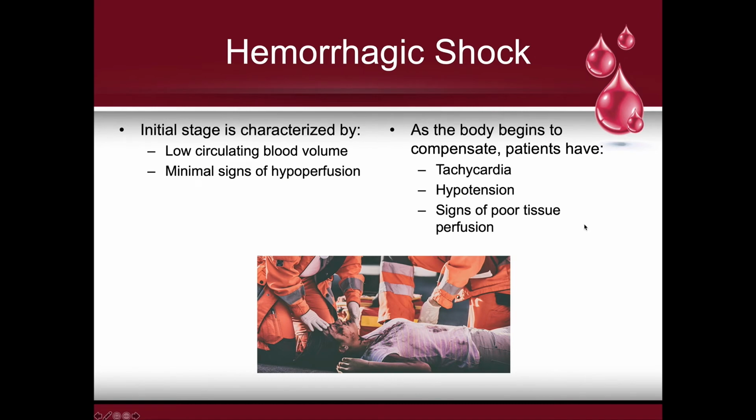The initial stages are characterized by that low circulating blood volume, minimal signs of hypoperfusion, all right? Where the body begins to compensate, patients begin to have tachycardia, hypotension, and signs of poor tissue perfusion. As oxygen supply to the tissues is compensated and cellular metabolism is altered, patients become more confused and anxious. And the compensatory mechanisms continue to increase systemic vascular resistance, which is leaving the patients with a cold, mottled, and pulseless extremity and worsening mental state.